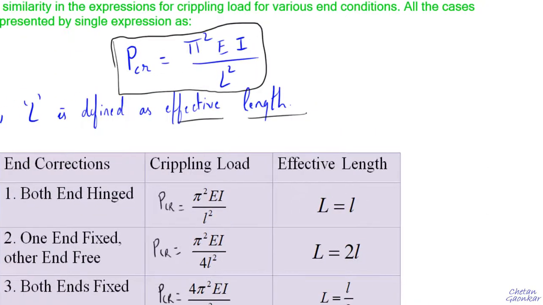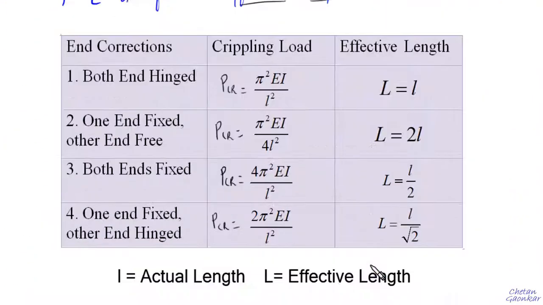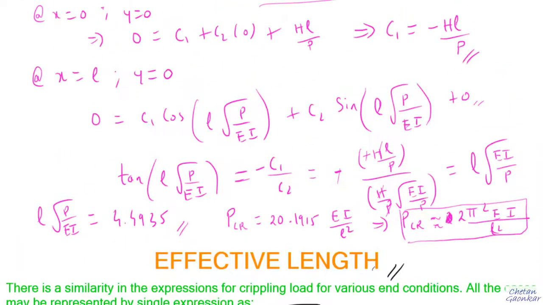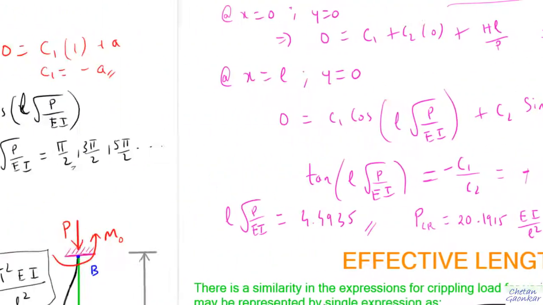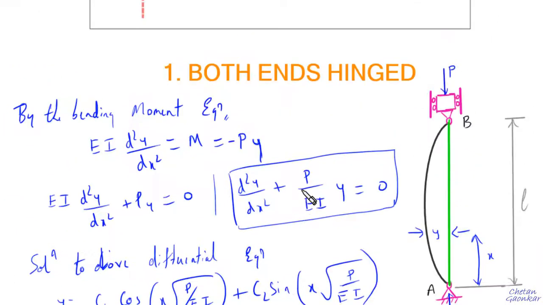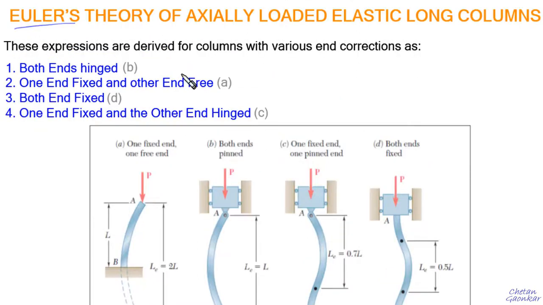So this is how we have derived Euler's critical load formula for all these 4 different cases, right? For all these 4 different cases, we have found the critical load formula. In the next video, we will see what the limitations of Euler's critical load formulas are. Although we have derived the critical load formula for all these cases, we will look at its limitations in our next video.